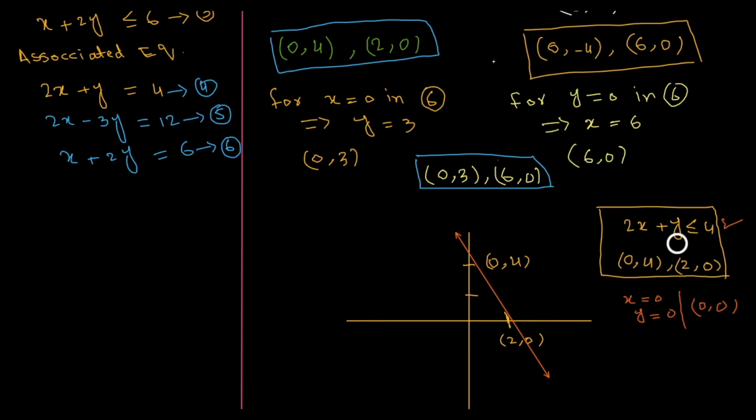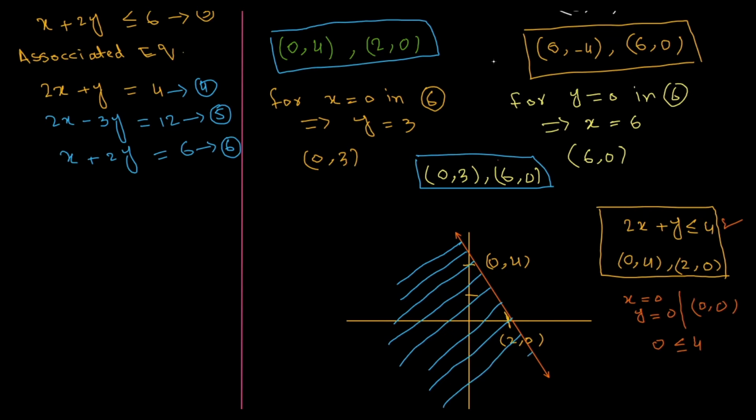When we put it in this inequality, you can see that we will get 0 is less than or equal to 4, which is true. So it means that our solution region is towards the origin, including the line, it will be the lower closed half plane.